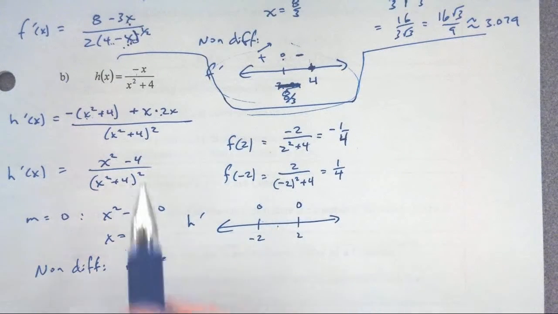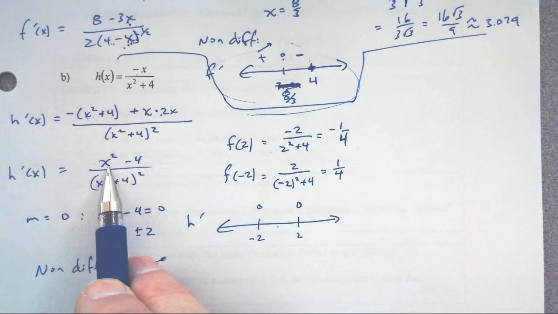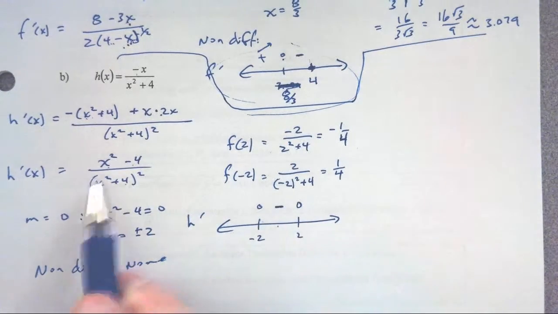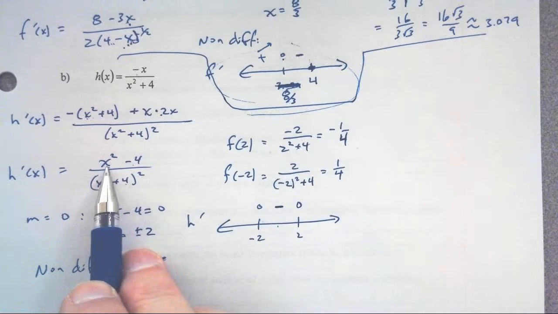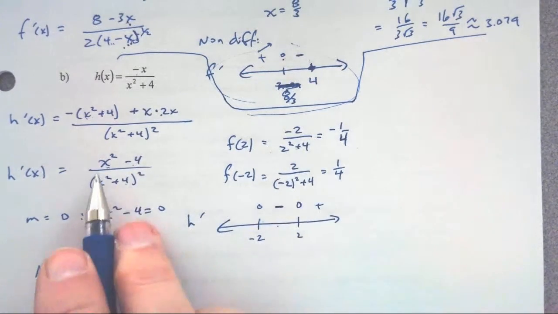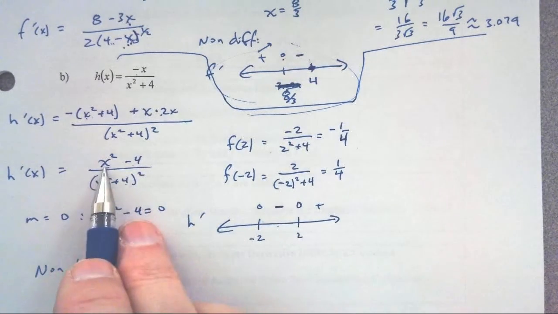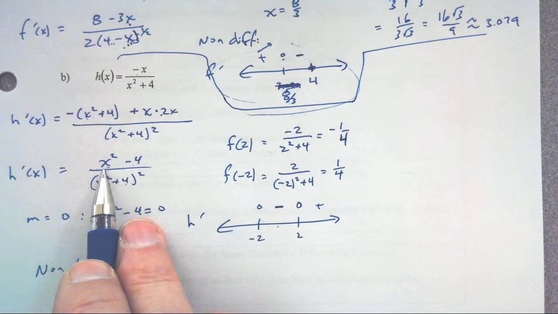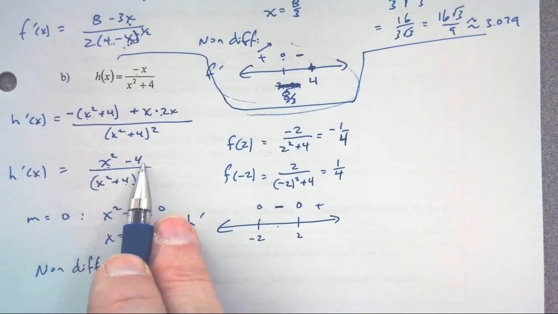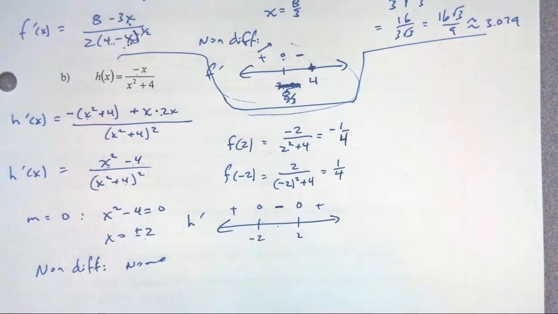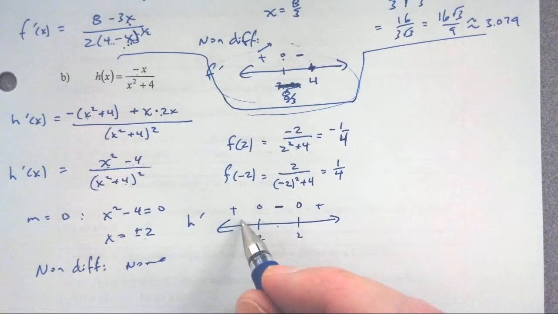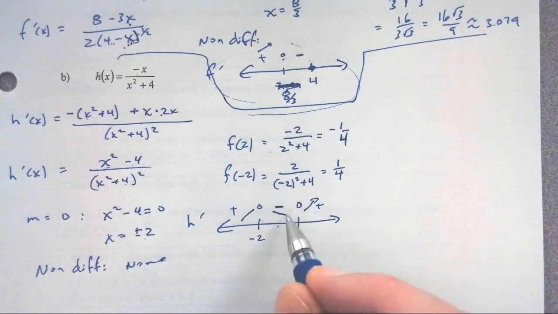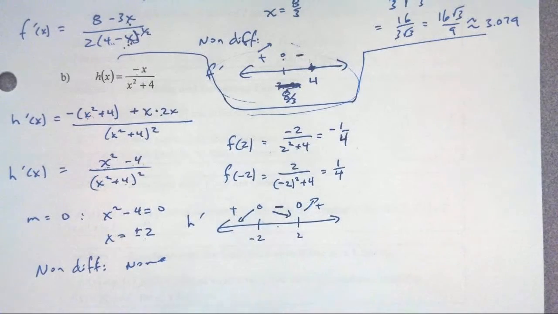Between there, if I put in 0, I get 0 minus 4, negative on positive, I get a negative. To the right of 2, if I put in 3, I get positive on positive. To the left of -2, if I put in -3, I get positive on positive. I get positive. So this curve is going up, down, up. Pretty clear what's happening here.